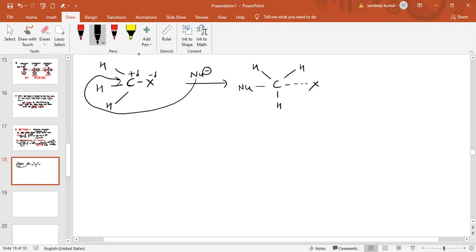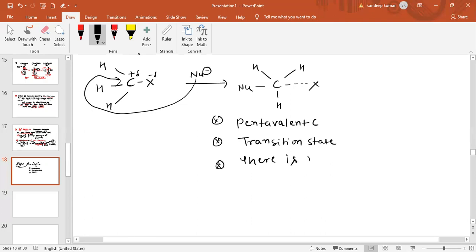So this carbon is basically pentavalent carbon, and this state we call the transition state. And also there is no rearrangement of carbocation.